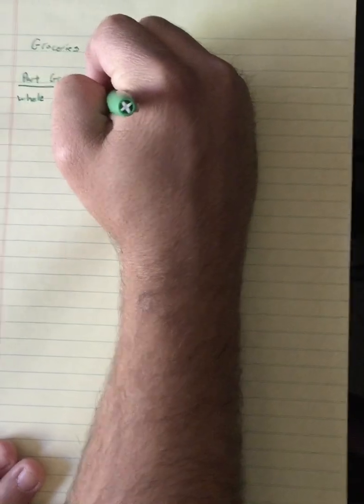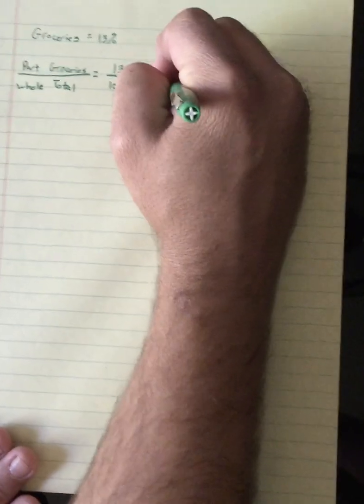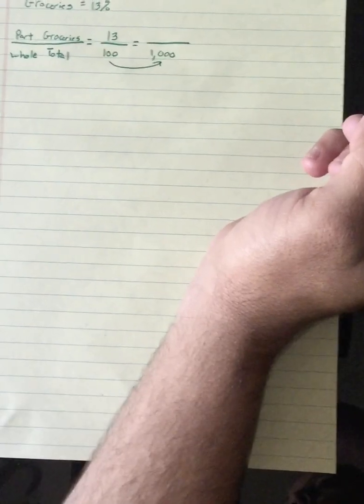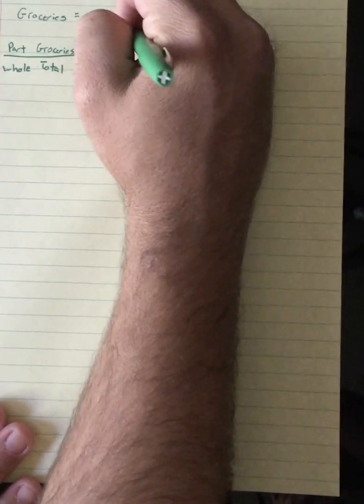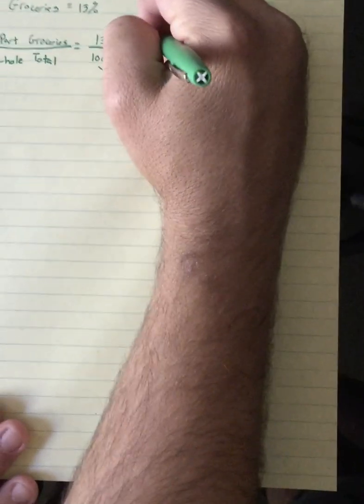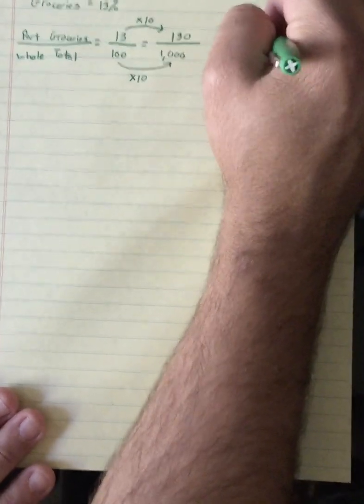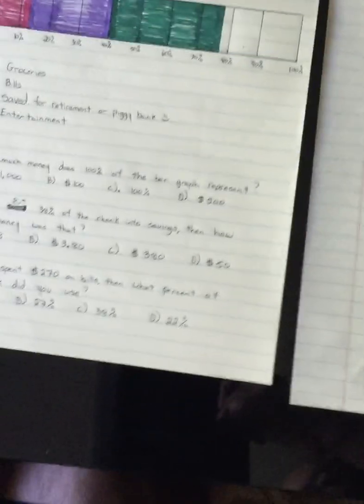Percents are out of 100. Now we know the total. The total is how much money did you receive on the check? Well, you received $1,000. How would you go from 100 to 1,000? So how many $100 bills does it take to give you $1,000? Well, that's times 10. Scale factor times 10. 13 times 10 is $130. So you would spend $130 on groceries. You should be able to solve number 2.